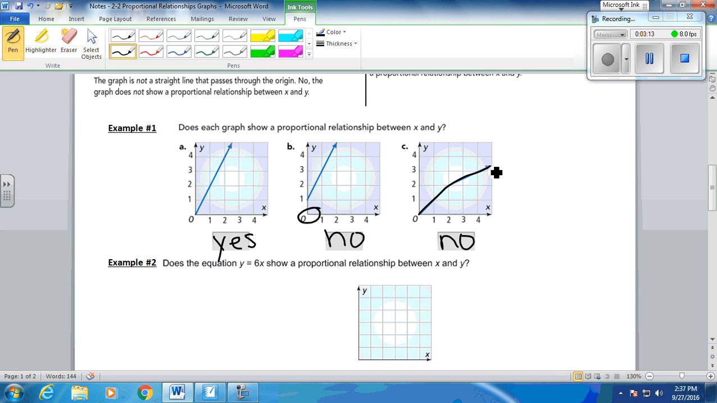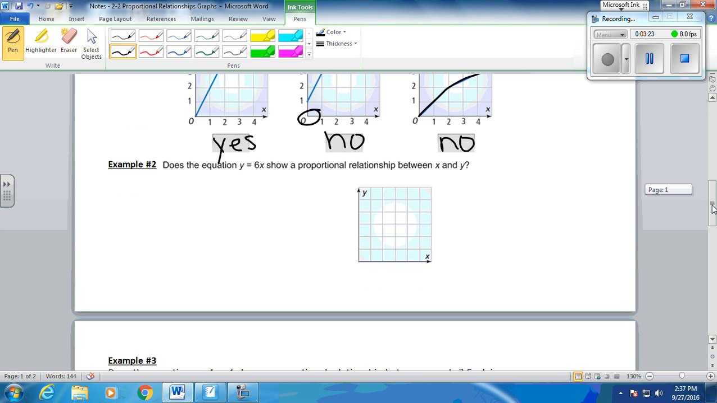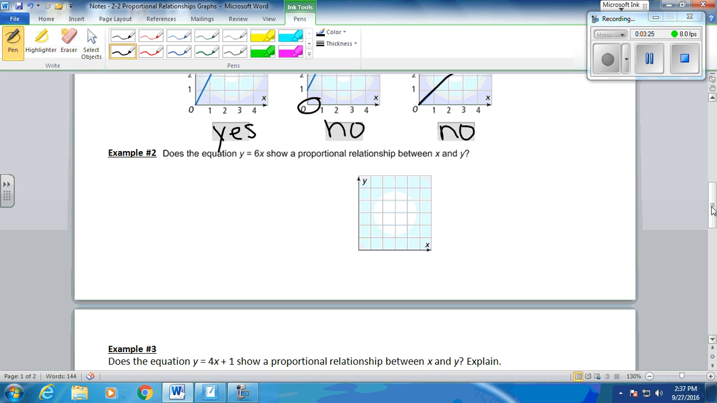Number 2, they're asking now, does the equation y equals 6x show a proportional relationship between x and y? So this one's a little bit different because it's not saying does the table show a proportional relationship or does the graph show a proportional relationship. It's asking about an equation. What we're going to practice right now is creating a table from our equation and then graphing the points to see if it shows a proportional relationship.